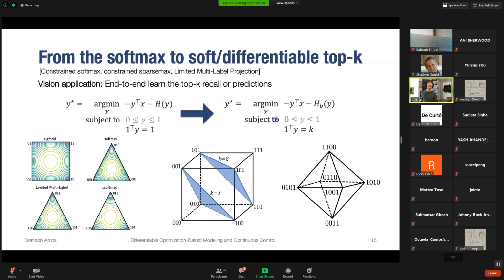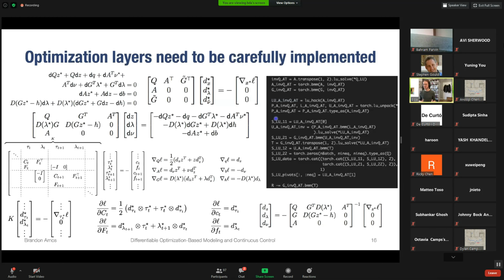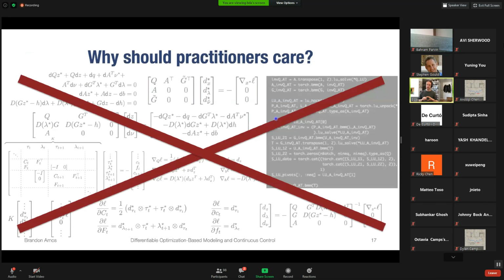One last foundational piece that I want to talk about is more on the implementation side of these methods. These methods do need to be carefully implemented. I won't talk about all of the details on the difficulties that come up here for the sake of time, but it's quite challenging to efficiently implement these optimization layers. And I think at least in the class of constrained convex optimization problems, we're at a good point where practitioners can just throw away all of the details about the implicit differentiation stuff.